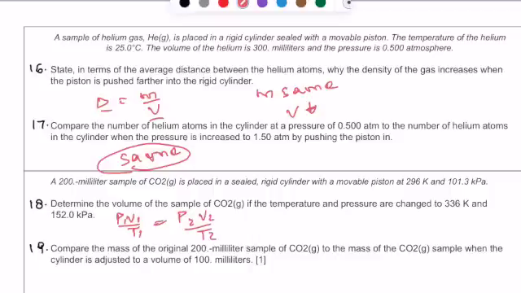Compare the mass of original 200 milliliter sample of carbon dioxide to the mass of the carbon dioxide sample when the cylinder is adjusted to a volume of 100 milliliters. So in this case, we are comparing. Once again, this question is kind of similar to number 17. The mass of the sample is not going to change unless we are adding or removing any gas. So you can simply say that the mass is going to stay the same in this case as well.